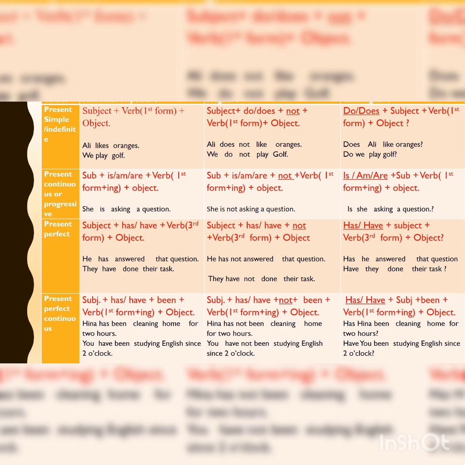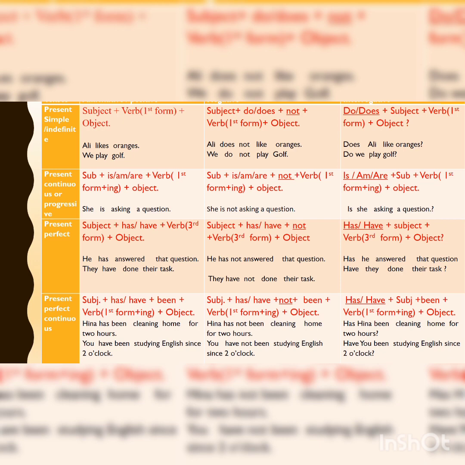Whereas in an interrogative sentence the structure is has/have plus subject plus been plus first form of verb plus ing plus object. For example, has Hina been cleaning home for 2 hours? Have you been studying English since 2 o'clock?